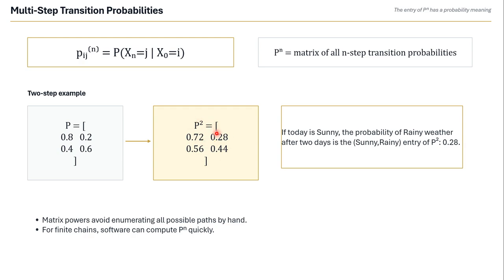The advantage of matrix powers is that we do not need to list all possible paths by hand. For 2 steps, the chain could go through several intermediate states. Matrix multiplication automatically sums over those possibilities.